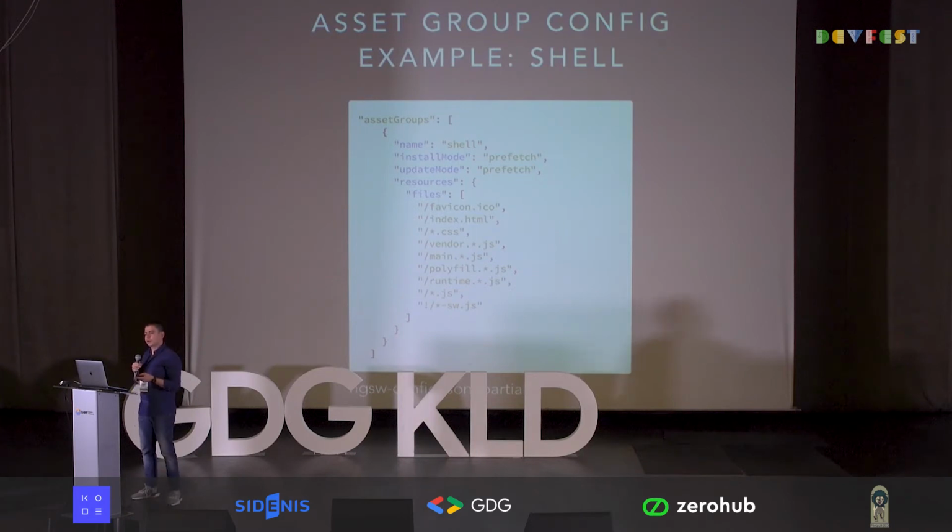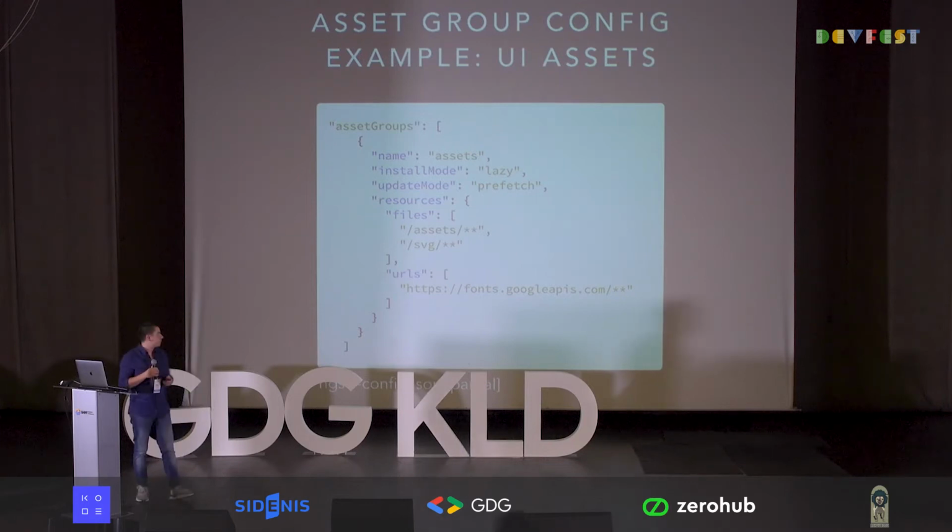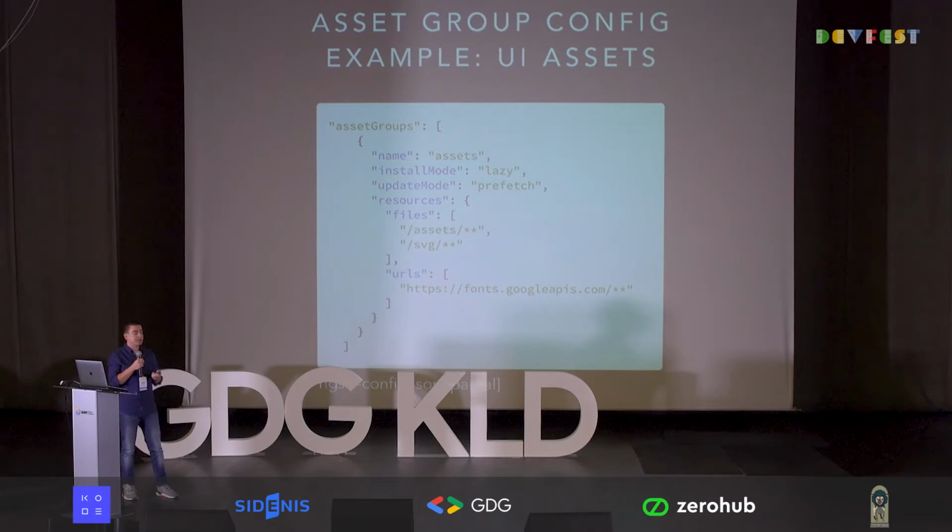So by providing this configuration, you make sure that once your application is added to home screen, it will be caching all these files. And another example of a different asset group is UI assets. For instance, this one uses asset files like some images and SVG files and maybe some further fonts that are not required on initialization. And you can also use CDN links as URLs.